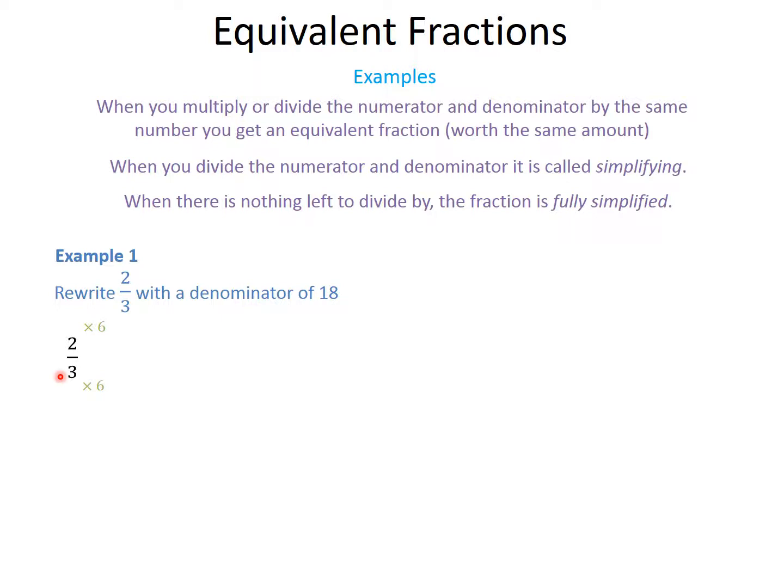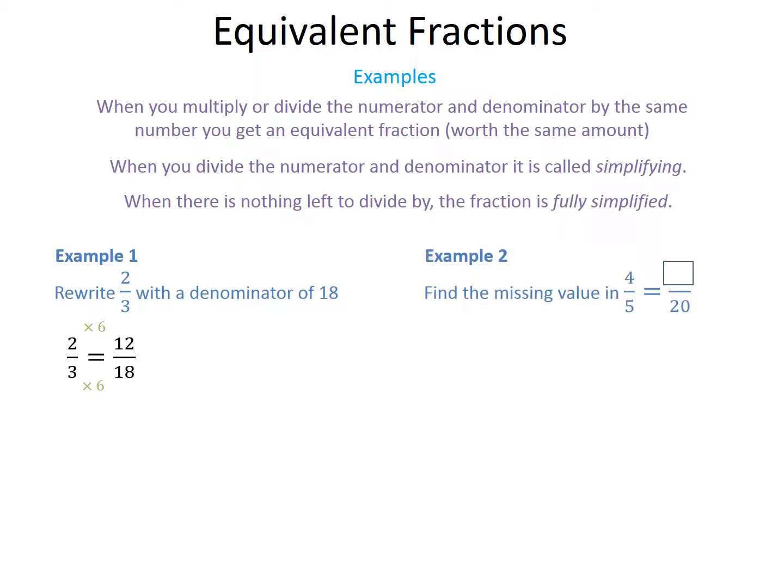So I've got to do it to the denominator and the numerator, because then I'll get a fraction, remember, that's worth exactly the same value even though its numbers are different. And so I end up with 12 over 18, and so now I've got a new fraction that has the same value as 2/3 but has a denominator of 18, just like the question asked me. And you don't really need to write down these times 6, by the way. That's why I've done it in green there. You can just do that bit in your head, or you can write it down if you'd like to.